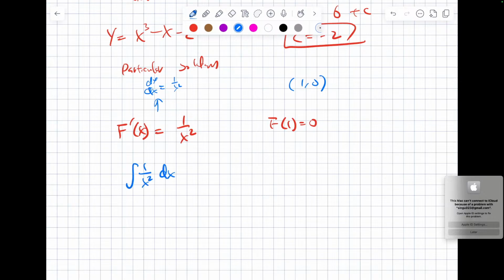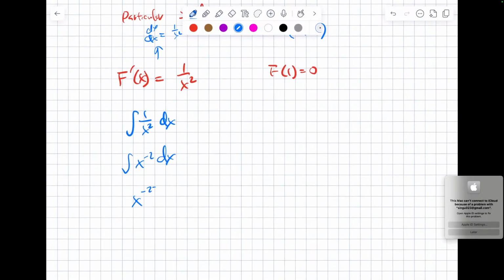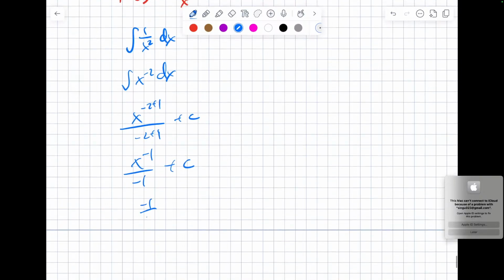I have to take an integral. How do I take an integral? I'm going to change to negative 2. And that's going to be x to the negative 2 plus 1 over negative 2 plus 1. That's going to be x to the negative 1 over negative 1 plus c. That means equal to negative 1 over x plus c. That becomes f of x.